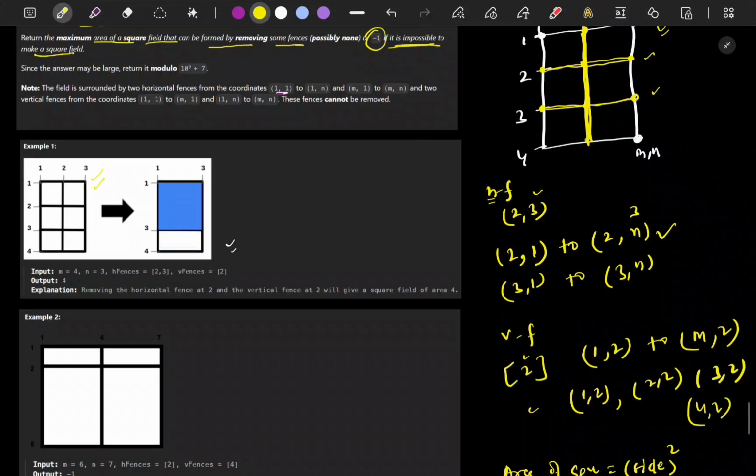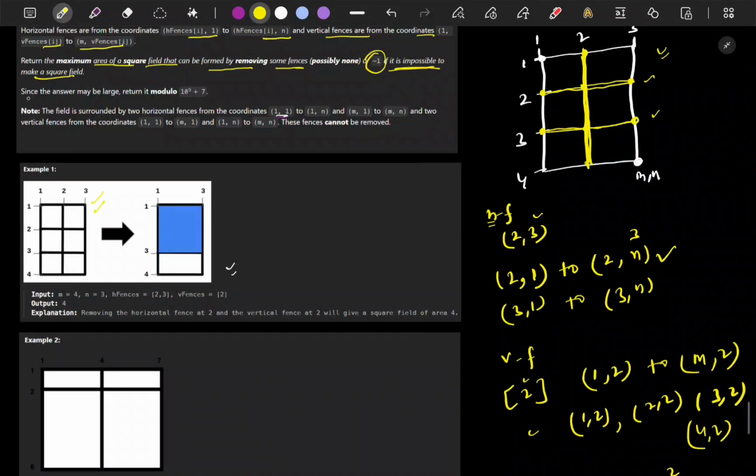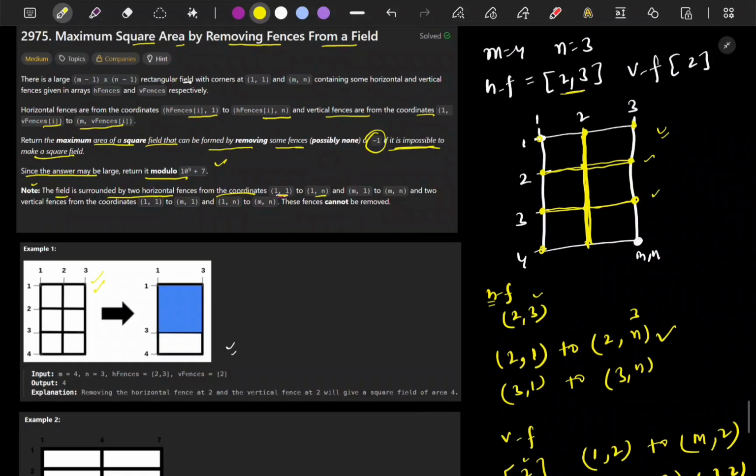Since the answer may be large, return it modulo 10^9 + 7. The field is surrounded by two horizontal fences from the coordinates (1,1) to (1,n) and (m,1) to (m,n), and this one, (1,1) to (1,n), is this one, and the same way for (m,1) to (m,n).